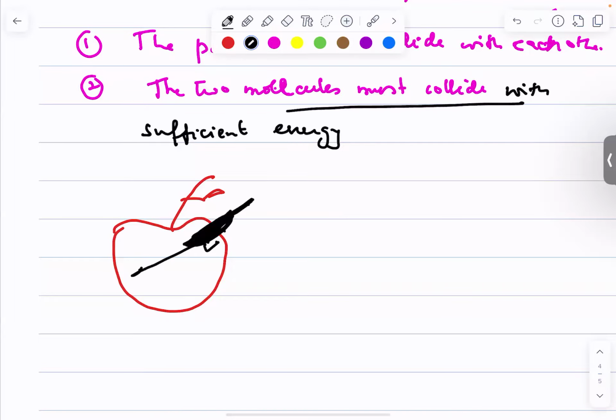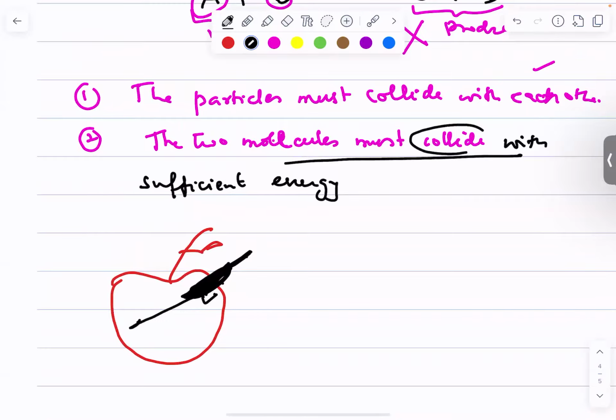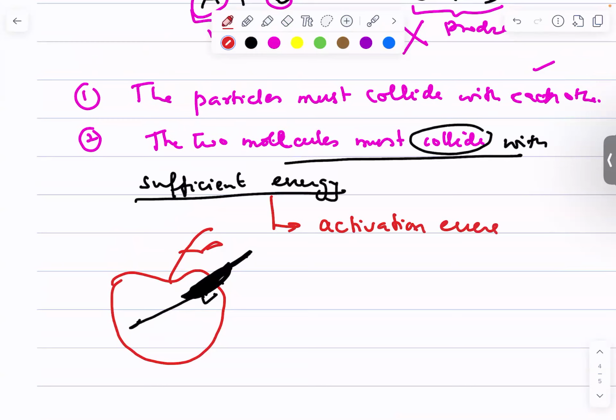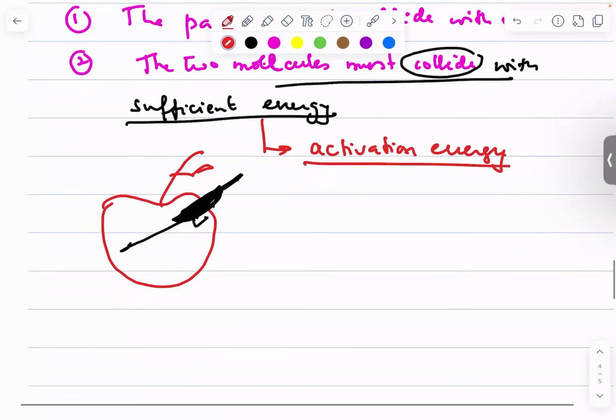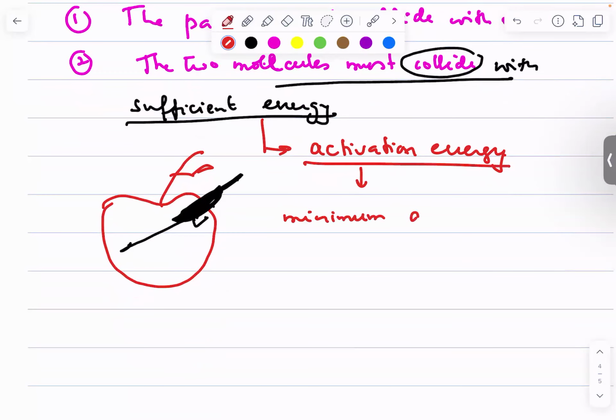Same is the case here. The molecules, even if they are colliding, but they are not colliding with sufficient energy, then they will never be able to form the products. All right. Clear? Yes, I understand. Good. And what is that sufficient energy? Activation energy. Now, what is an activation energy? It is the minimum amount of energy which is needed to start a reaction.